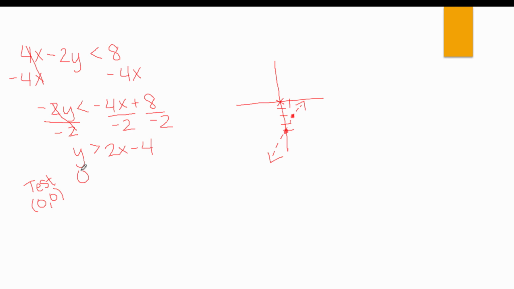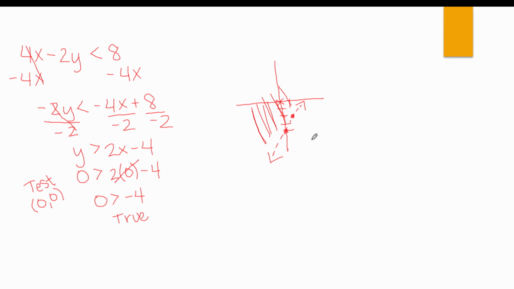which means I'm replacing y with 0, and then I'm replacing x with 0. Once I simplify, this will cancel out since I'm multiplying by 0, and I'm left with 0 is greater than negative 4. Now I have to ask myself, is that true or is that false? Okay, this turns out to be true. Since that is true, this point 0, 0, which I chose, will then get shaded in. Okay, if it had been false, I would have shaded away from the point and not chosen to shade in that side.